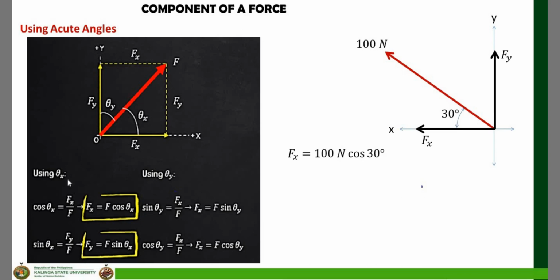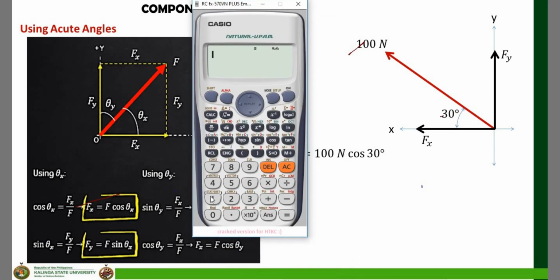So we will use the equations here. For the value of Fx, that is equal to F times cosine theta x. My F in this example is 100 newtons. The theta x is the angle of inclination of the force from the x-axis, here 30 degrees. So I input in the calculator 100 multiplied by cosine of 30.